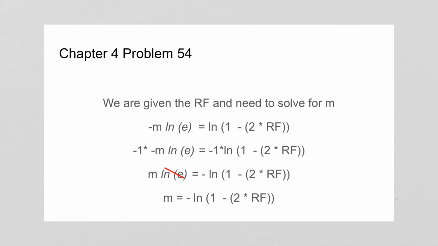My first step here is to get rid of the negative in front of m, so I'm going to multiply both sides by negative 1. Next, I'm going to let you in on another secret. The natural log of e without an exponent is equal to 1, so I can just cross that out because m times 1 is m. Now I finally have the equation I can work with. M equals the negative natural log of 1 minus 2 times the recombination frequency. Recall that the problem wanted you to solve for recombination frequencies of 5%, 10%, 20%, 30%, and 40%.